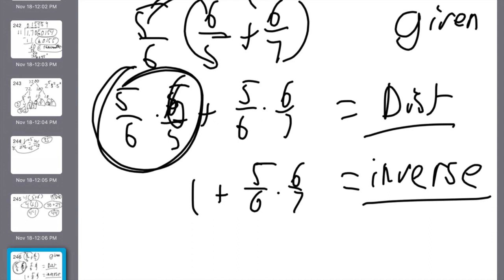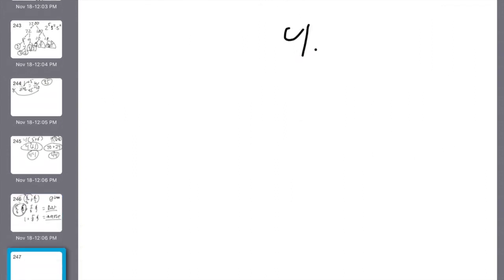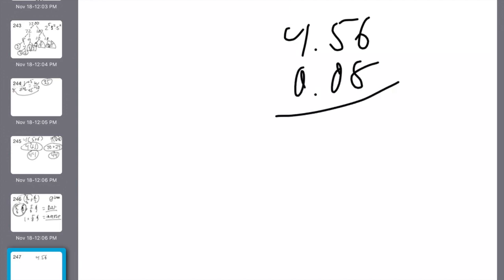Number 22, the price of an item was $4.56. The tax rate is 8%. Find the tax on the item by multiplying those 2 numbers and rounding to the nearest cent. So you have 4.56 times 0.08.